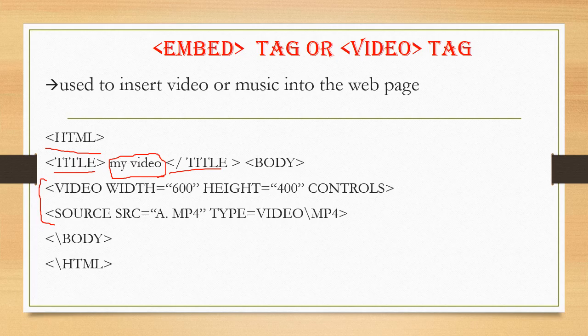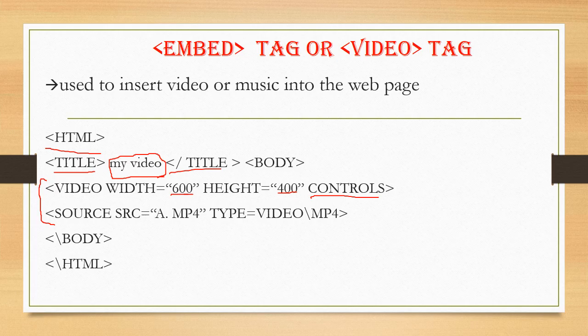The width here I have given as 600. Instead of that you can give anything, and the height I have given as 400. And what is a control? You know that a video can be rewound, forwarded, closed, or played. Four things we can do with a video, right? So that is about the controls. The word controls does all these functions.